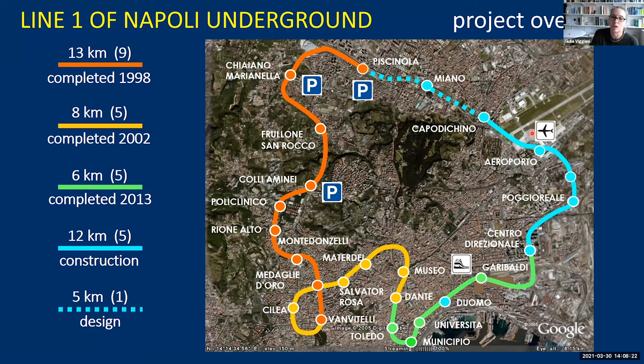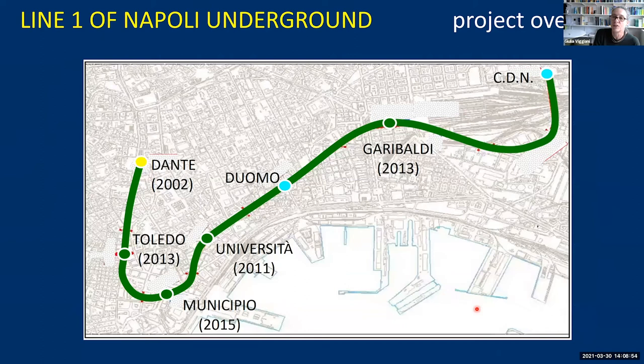The first 22 kilometers of the line, that is between Piscina and Dante station, were completed relatively quickly and were fully operating by 2002. This is the orange and yellow bits in this map. The following 6 kilometers that are shown in green in this slide are essentially completed, but for Duomo station. Duomo is not opened yet, whereas the remainder of the line that is in light blue in this slide is either under construction or at the design stage. Now, this is a close-up of the green stretch of the line, which is going to be what I'm going to be talking about today.